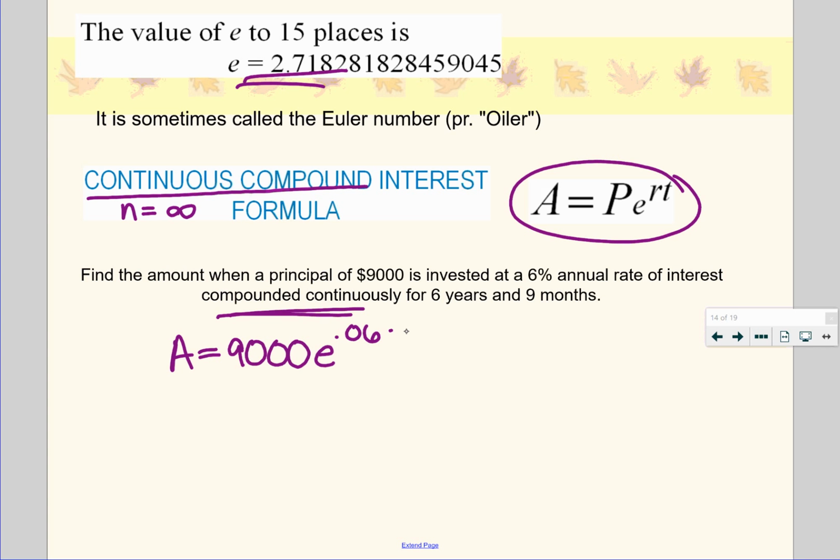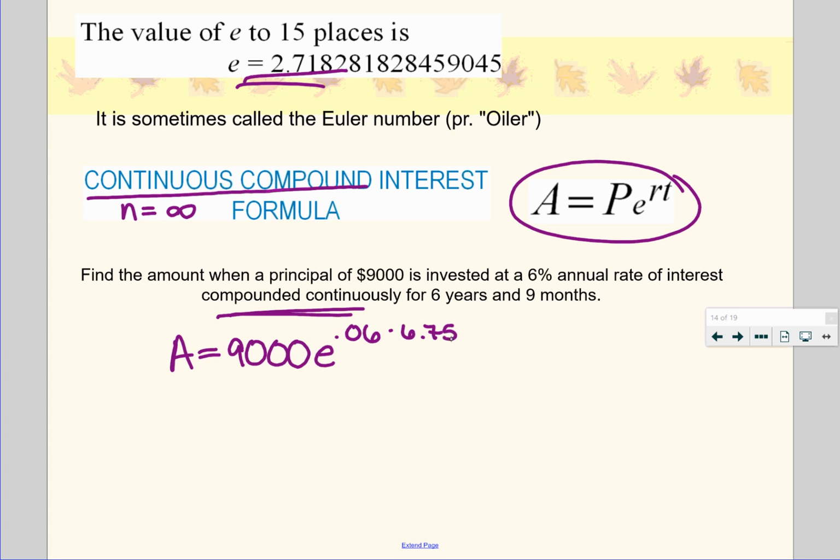So how many months are in a year? 12. So we have 9 out of 12 months. So 9 over 12, think of that fraction. What does it reduce to? 3/4 as a decimal is 0.75. So I have 6 3/4 years or 6.75 years. And then type it in.